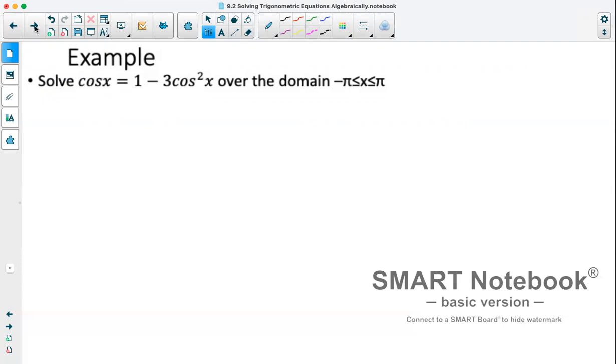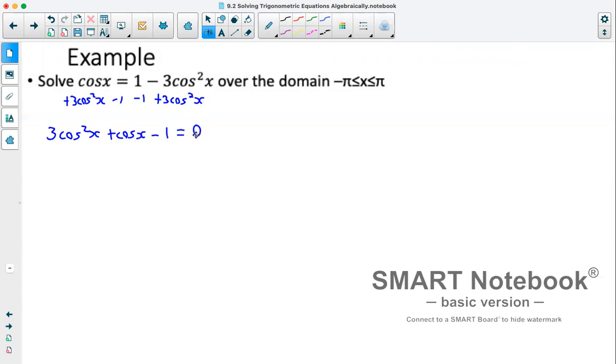So I can see I essentially have a cos x, I have a cos squared x, I also have a constant. So I'm probably going to want to move everything to one side. So I'm going to move everything to the left side of the equation. To do so, I'm going to add 3 cos squared x to both sides. And I'm going to subtract 1 from both sides. So that gives me 3 cos squared x plus cos x minus 1 equals 0.